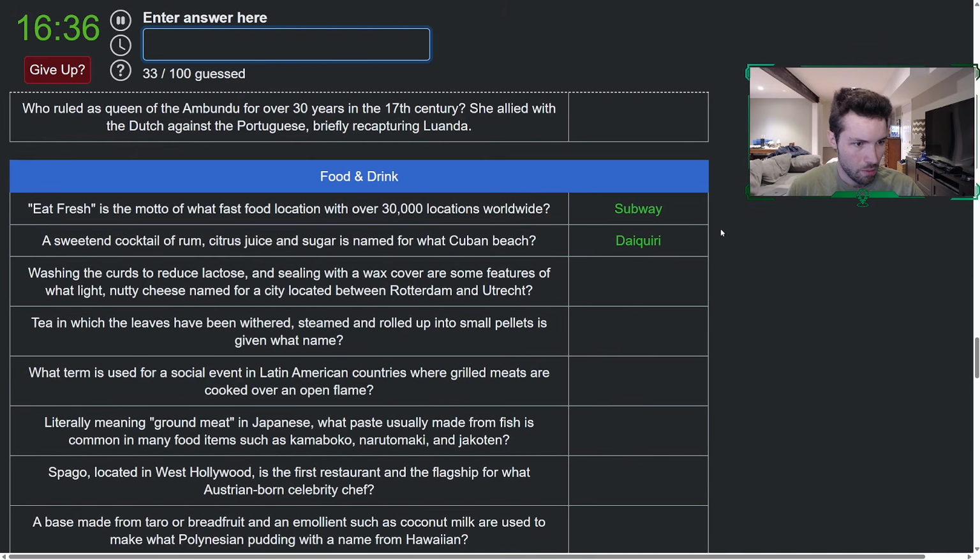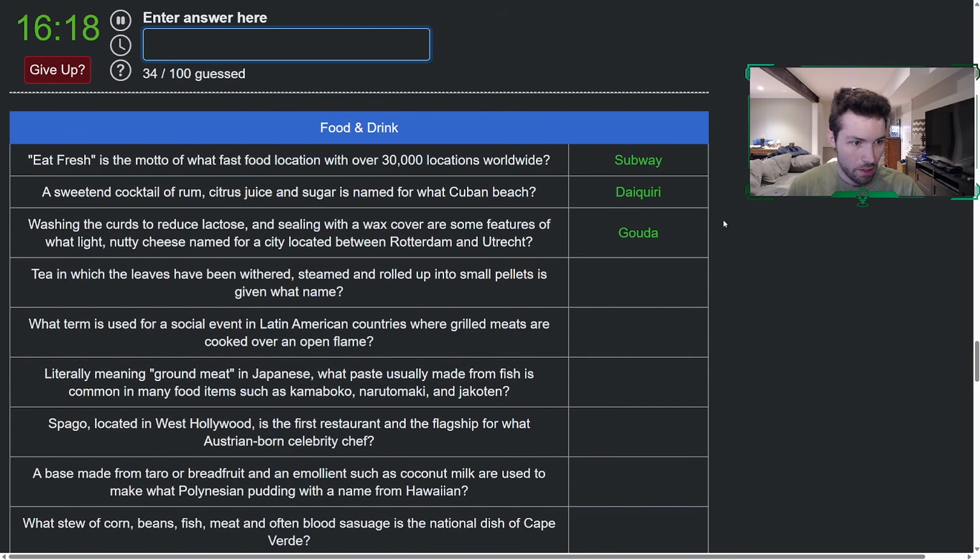Okay, yeah. Washing the curds to reduce lactose and sealing with a wax cover are some features of what light nutty cheese named for a city located between Rotterdam and Utrecht? Is this Edam? No. Really? Gouda. Okay, sure. Gouda, I guess.